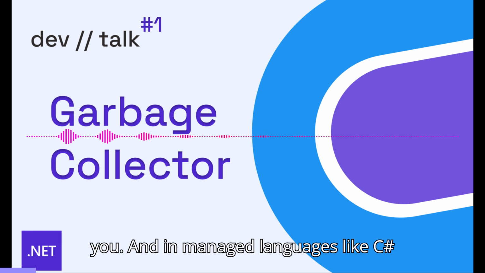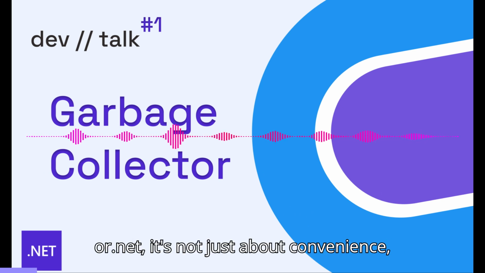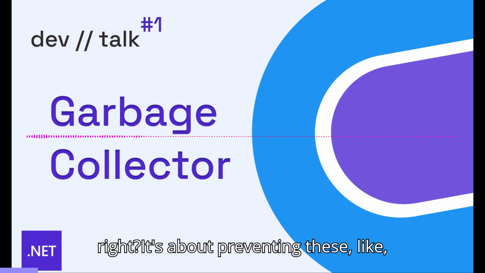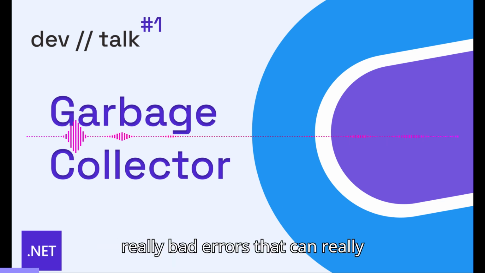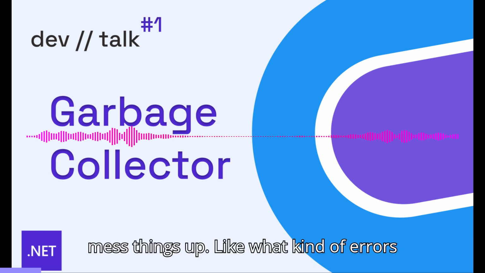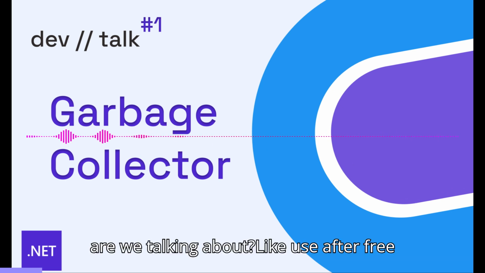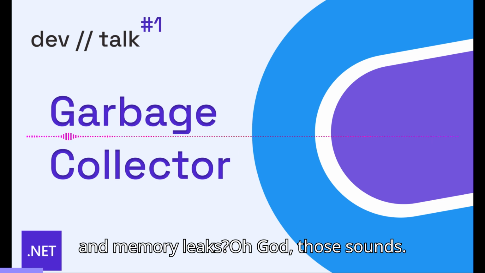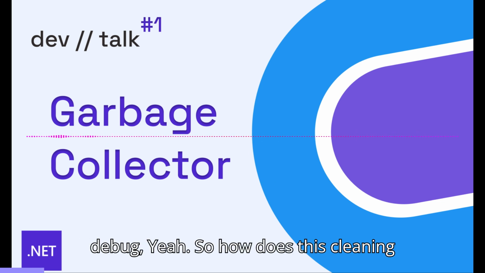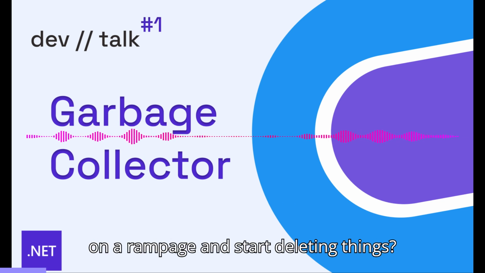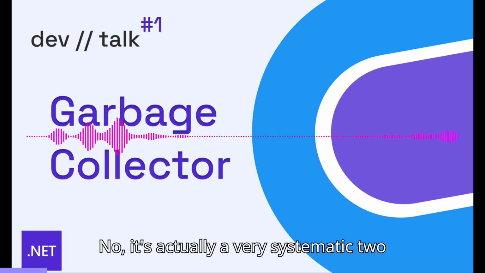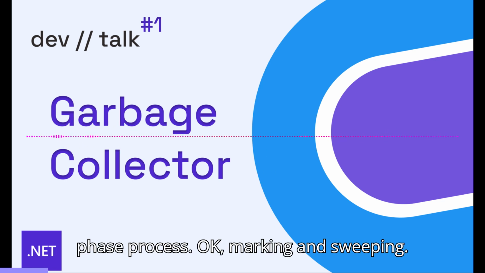And in managed languages like C# or .NET, it's not just about convenience. It's about preventing really bad errors that can really mess things up. Like what kind of errors are we talking about? Like use after free and memory leaks. Oh, God, those sound awful. They're a nightmare to debug. So how does this cleaning crew work? Do they just go on a rampage and start deleting things? No, it's actually a very systematic two-phase process.